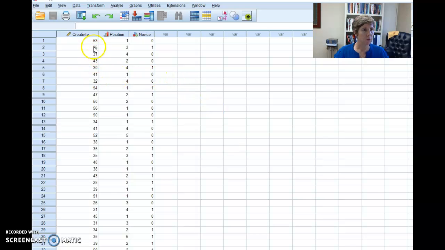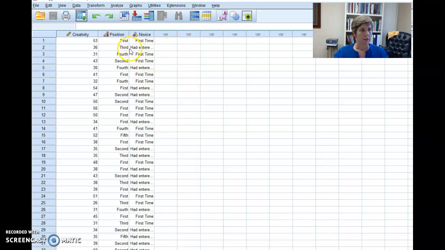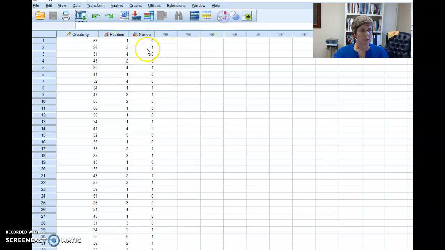In this data set we've got creativity, which is probably your interval or ratio data, most likely ratio data, and we've got position, which is the rank, and then we've got novice. So if I convert these, that's what those mean. I've got ranked data and I've got ratio data. So I want to run a correlation because I want to know if there's a relationship between creativity and the position that a person gets ranked on.